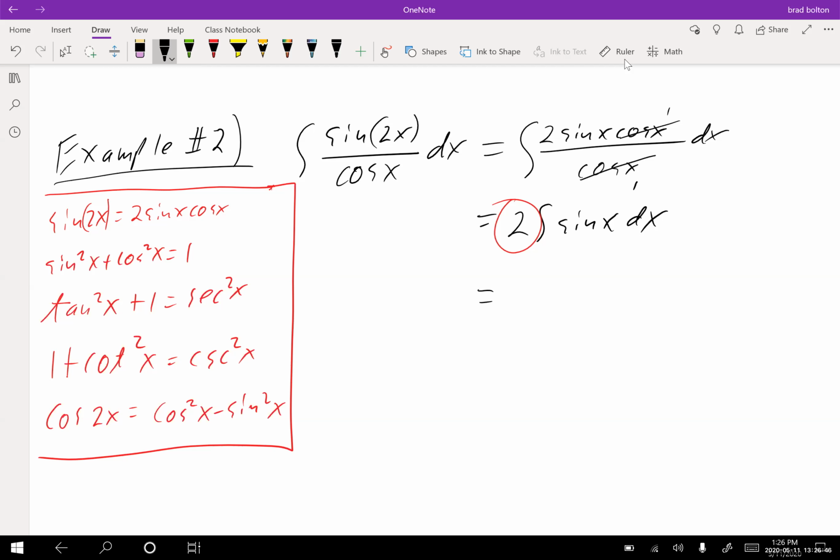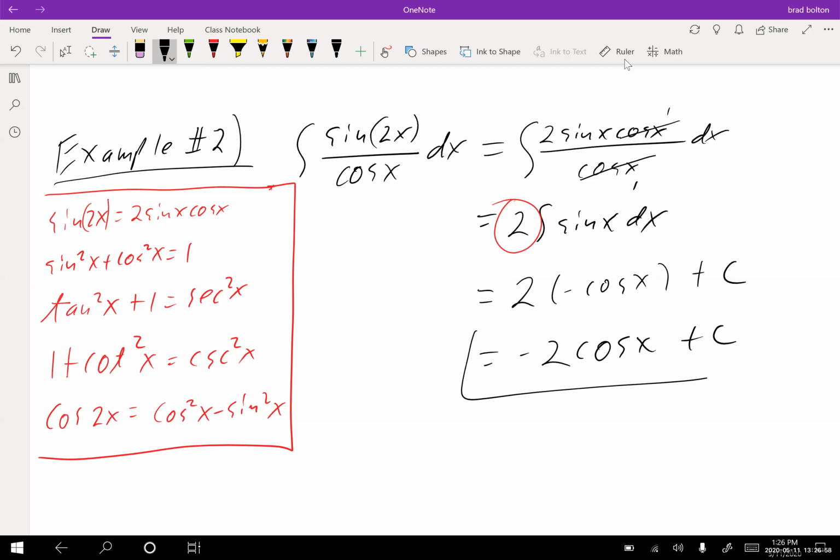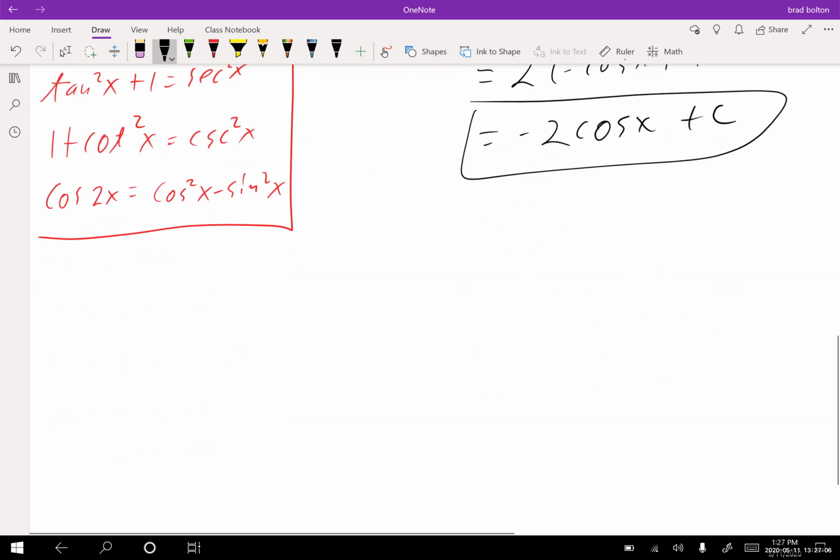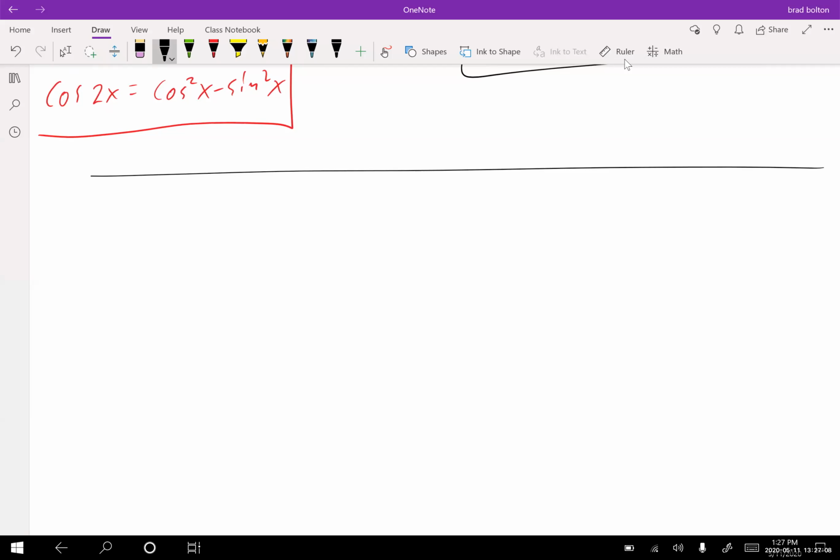So now we end up with the 2 times, what was the antiderivative of sine x? Well, it has to be negative cosine x plus c. So this would be negative 2 cosine x plus c. And that would be our answer. Okay. And again, you should have been practicing this quite a bit from earlier sections. So now let's look at absolute values.